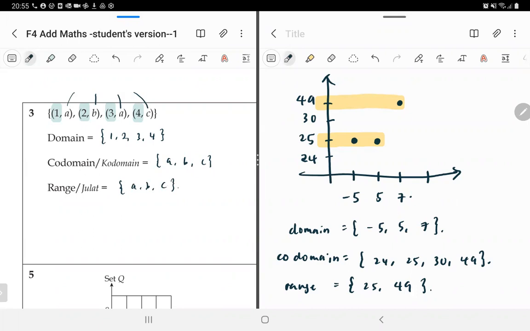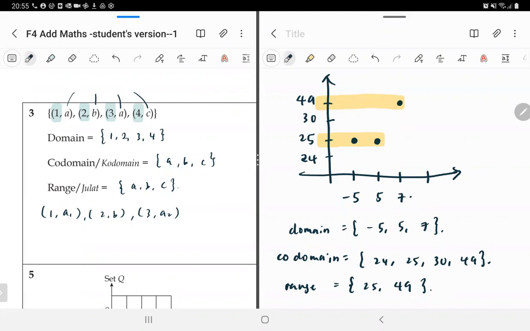Unless the question says like 1 to A1, and then 2 to B, 3 to A2. If it is labeled with A1, A2 like that, then it will be two different items. Then you will need to write A1 and then A2. You get what I mean? This question didn't say it is A1, A2, right? So you don't need to be specific like this one. So the repeated one, you don't need to write. So A, B, C only.